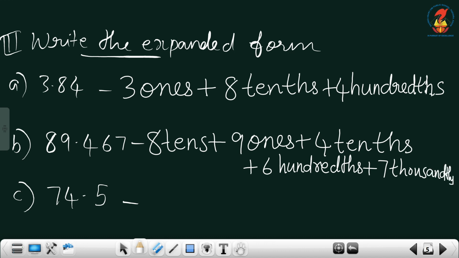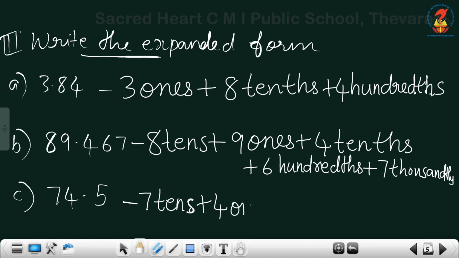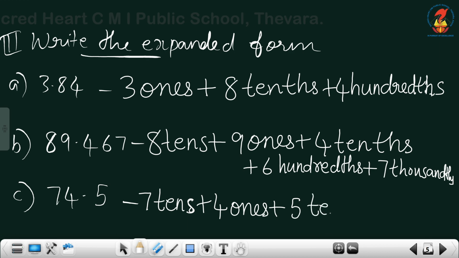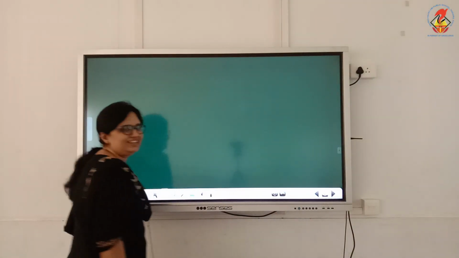Thousandths. Okay, and see here 74.5. How can we write? 7 tens plus 4 ones plus 5 tenths. Tenths. Okay. Thank you, children.